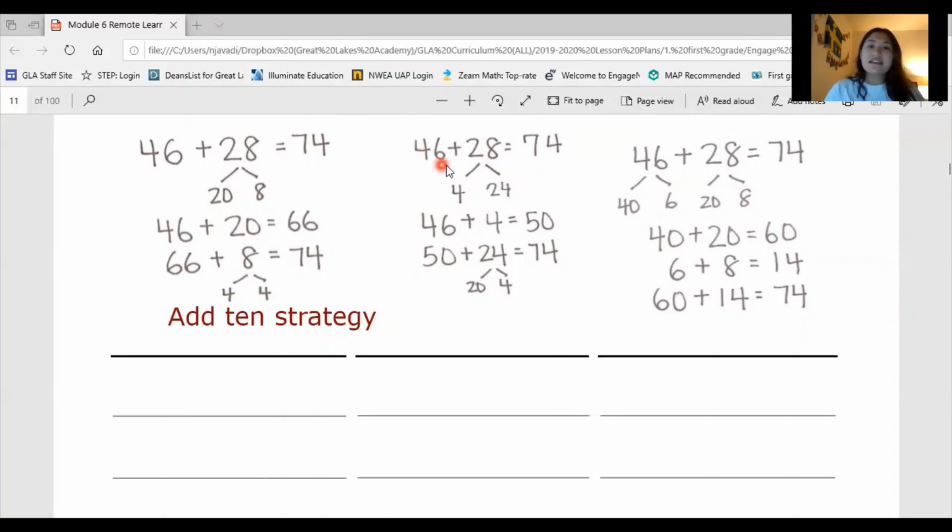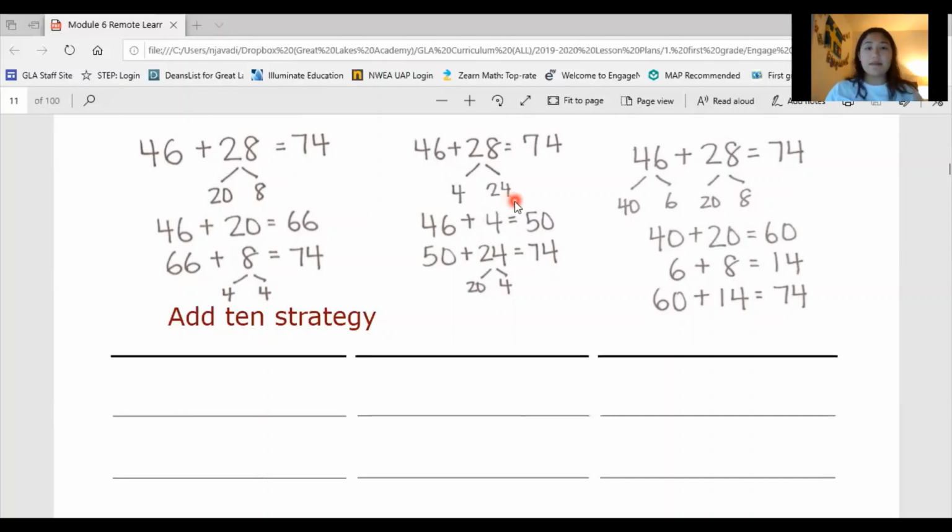I notice that this scholar broke up the smaller number into 4 and 24. What? Why 4 and 24? How do those numbers help us solve the problem? Let's think. Why would the scholar choose 4 and 24? Raise your hand if you know. Raise your other hand if you know. I know. It's because this scholar is using the make 10 strategy. What strategy is this scholar using? That's right, they're using the make 10 strategy.